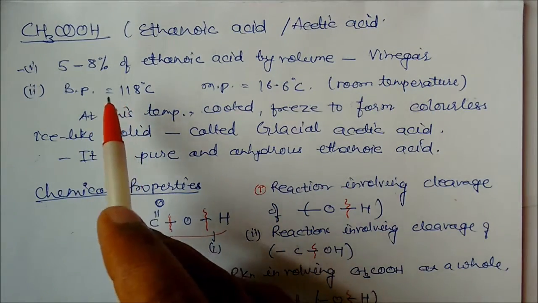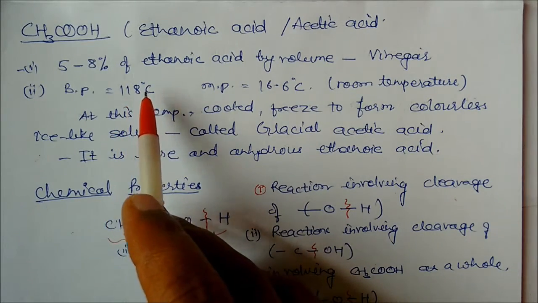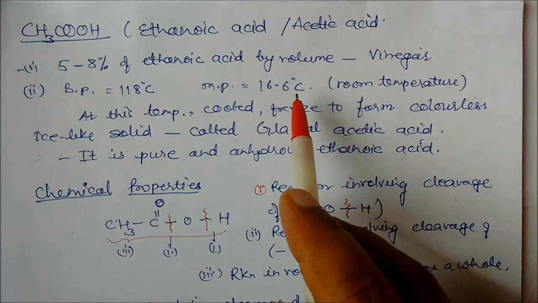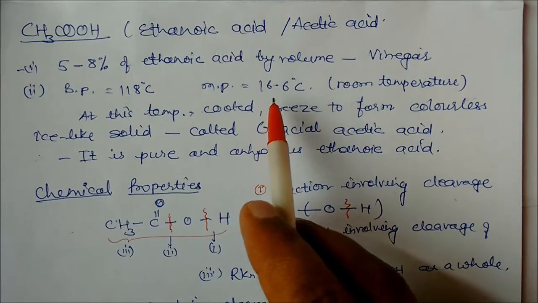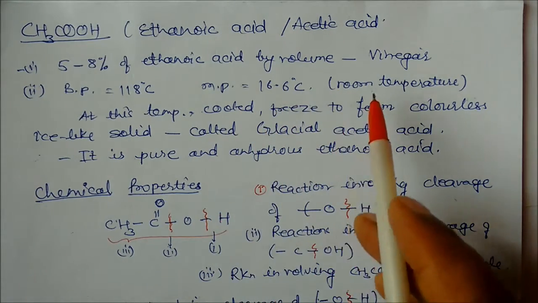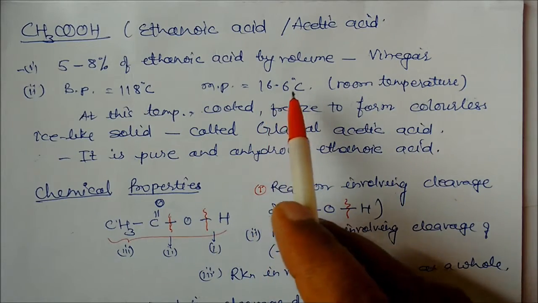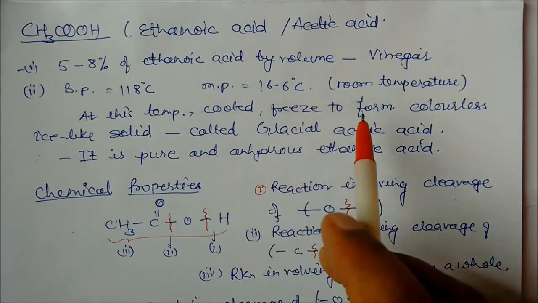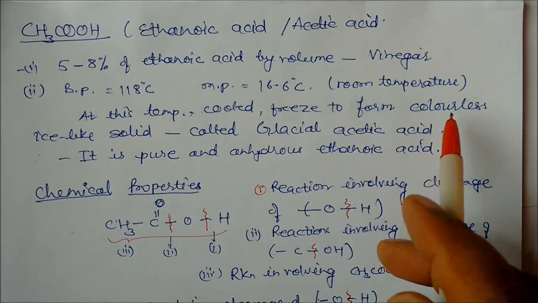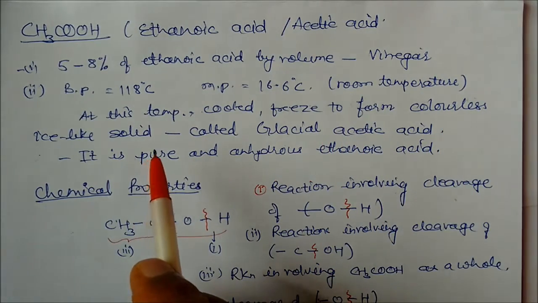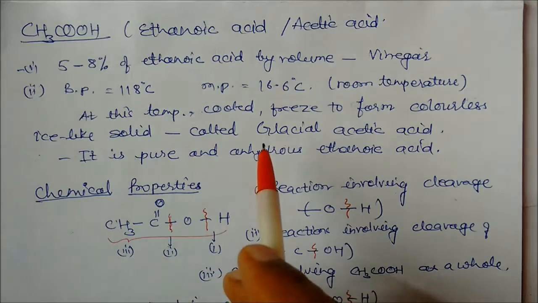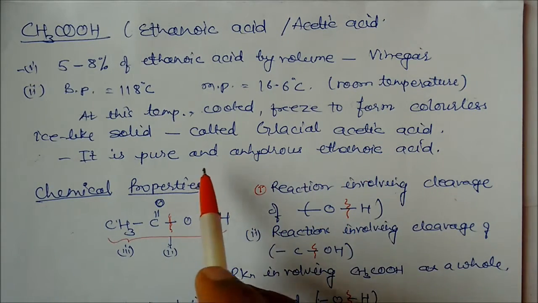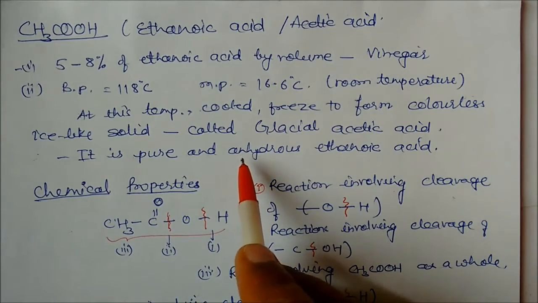The boiling point of ethanoic acid is 118 degrees centigrade and the melting point of ethanoic acid is 16.6 degrees centigrade. Why is the melting point of ethanoic acid important? At room temperature, ethanoic acid freezes to become colorless ice-like crystals, and these ice-like crystals are called glacial acetic acid, which is very pure and anhydrous ethanoic acid.